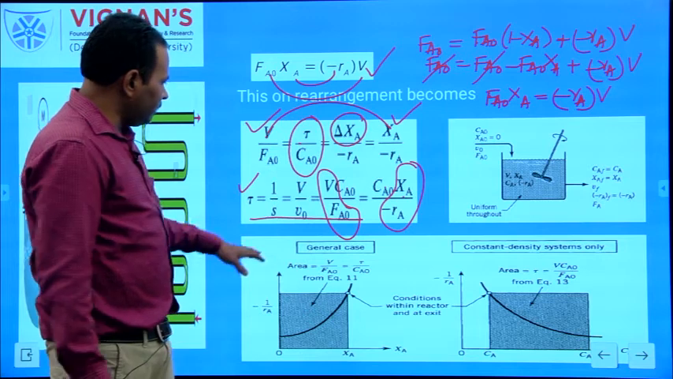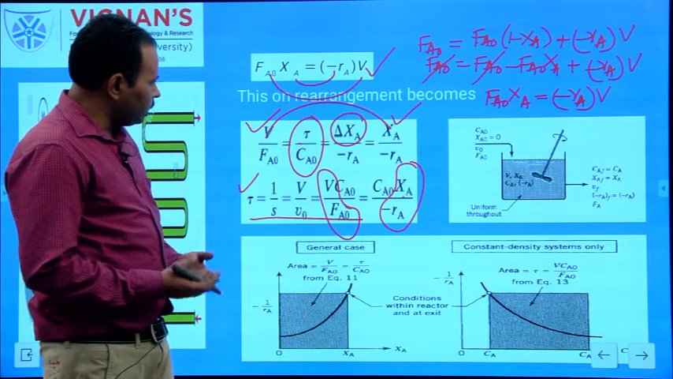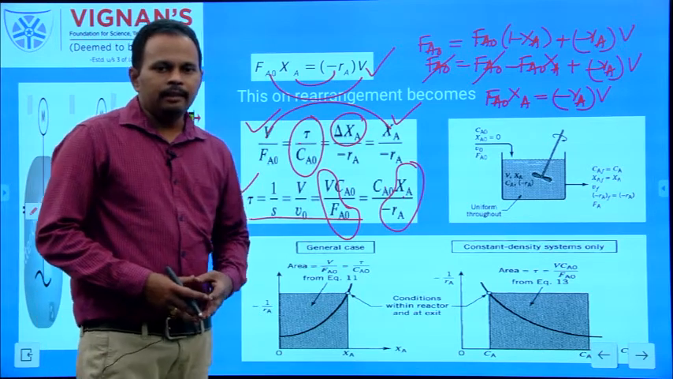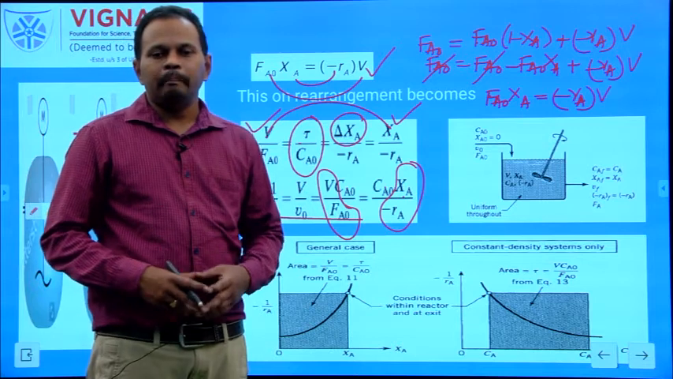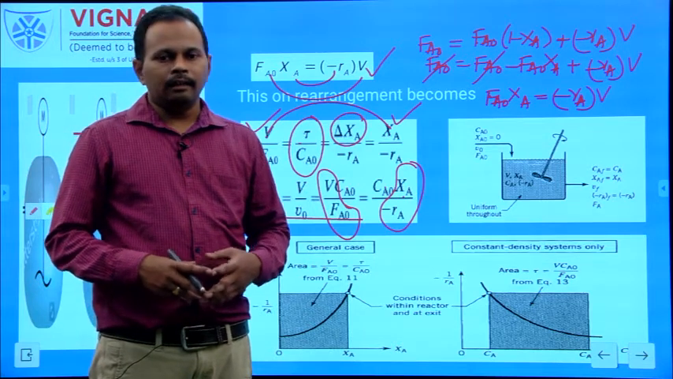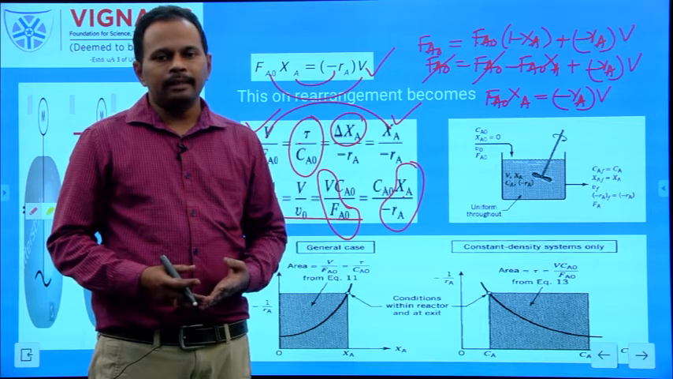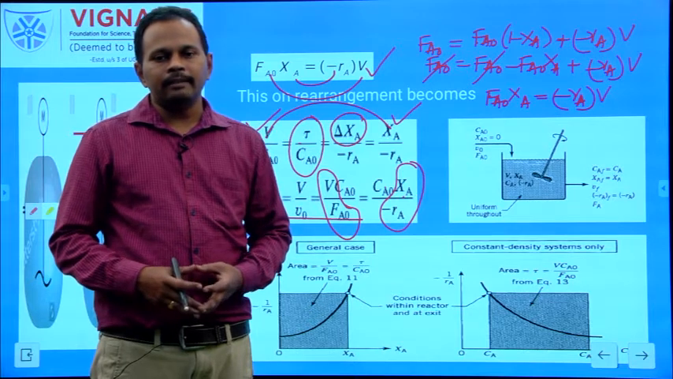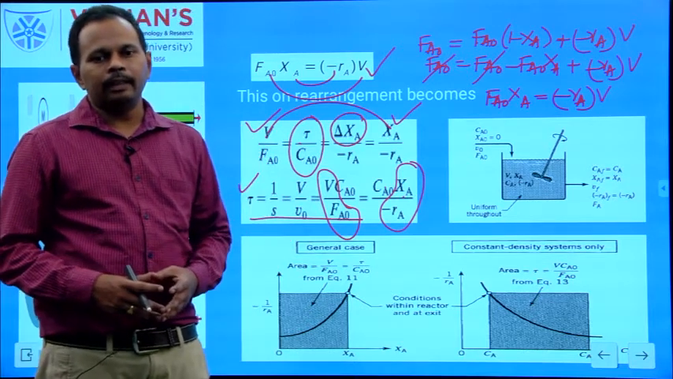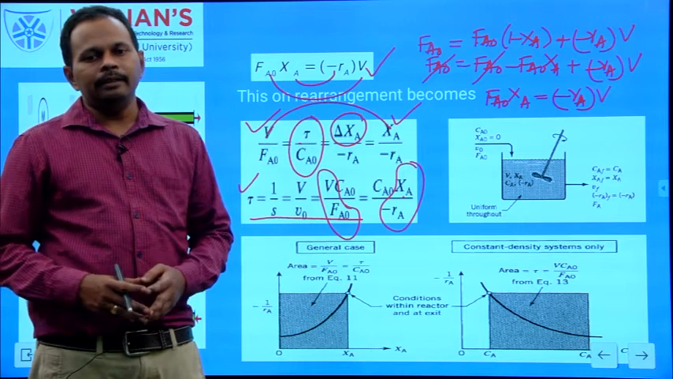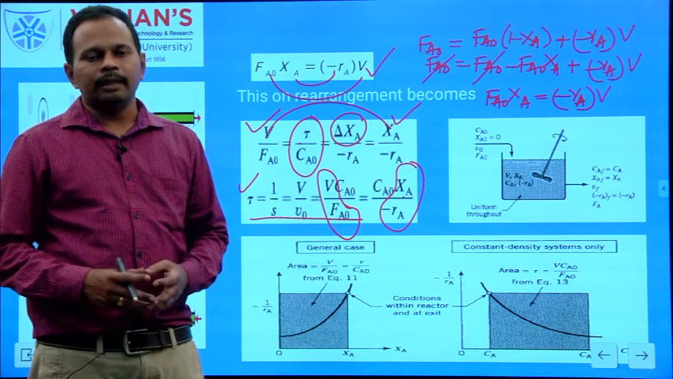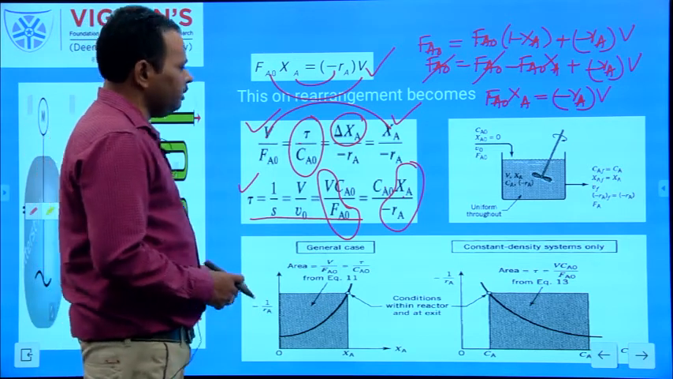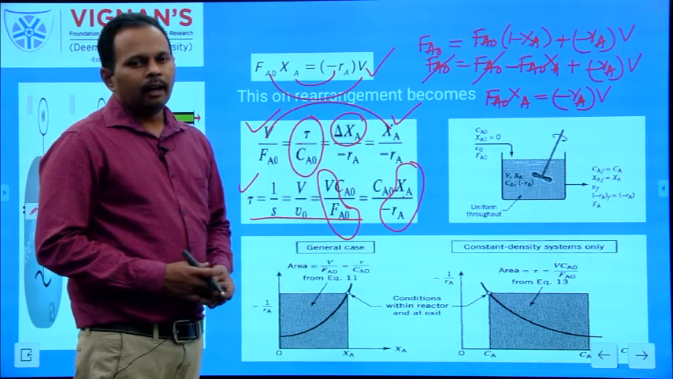Our target now is to find the space time, and space time is the performance measure of the batch reactors and the flow reactors. What is the space time? It is the time required for the conversion of reactants to the products. At time t equal to some 5 minutes, how much of the reactants gets converted to product. So the space time can be taken as the performance measure of the batch reactors and the flow reactors.